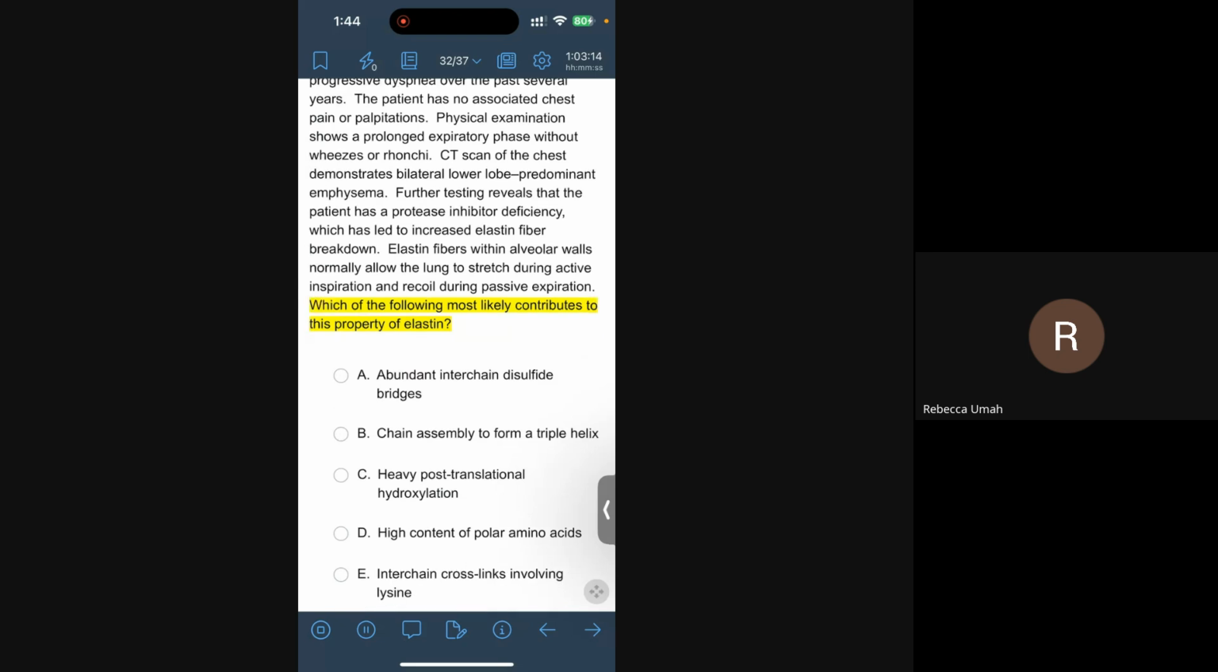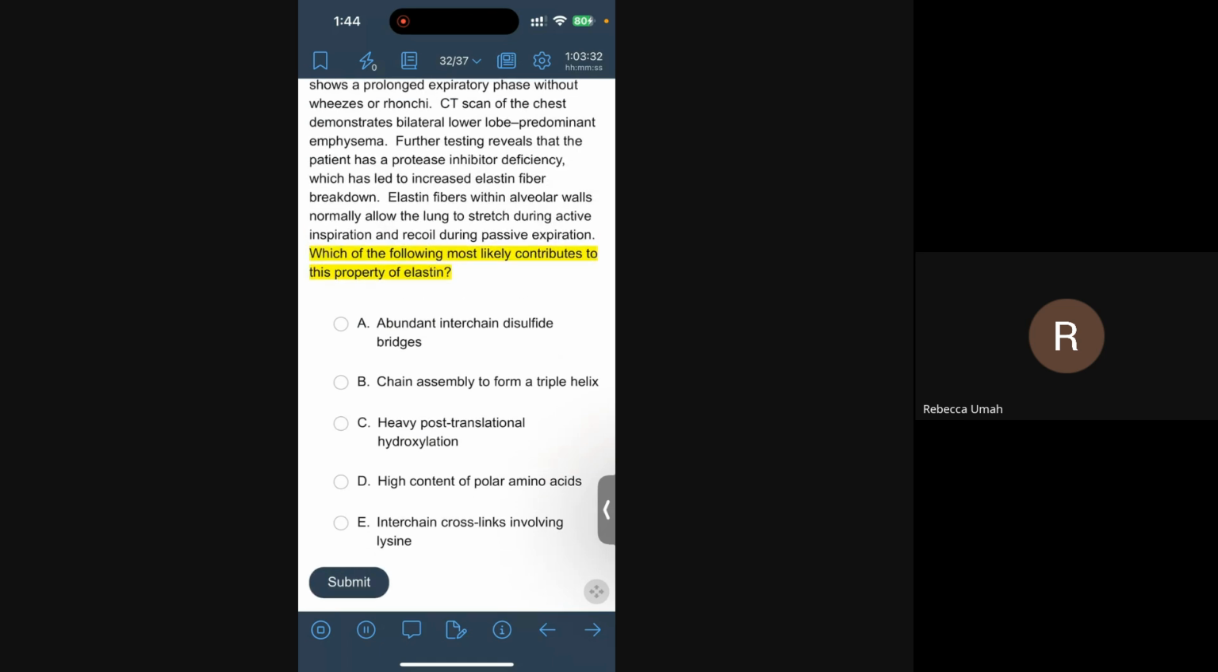We have to tell which one of the following things in the elastin fiber allows the property of elastin to be stretchy. What causes elastin fibers to be elastic? It is B, chain assembly to form a triple helix. There is a triple helix here, but is the triple helix the cause of the elasticity?